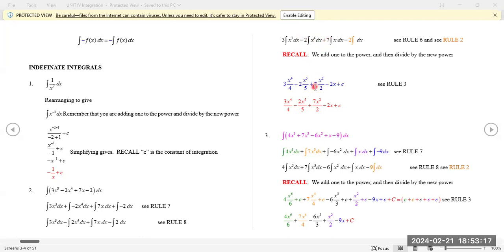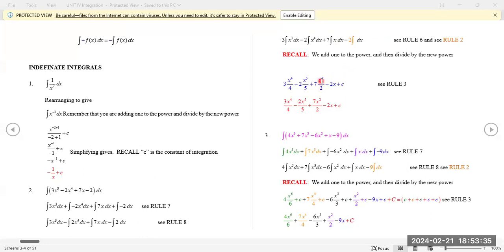Then we draw back the 7. Boom. And then we're integrating x. Remember, x in and of itself is really raised to the first power. So since I have an imaginary 1 up there, 1 plus 1 is 2. So it's going to be x squared over 2. See it right here, x squared over 2.